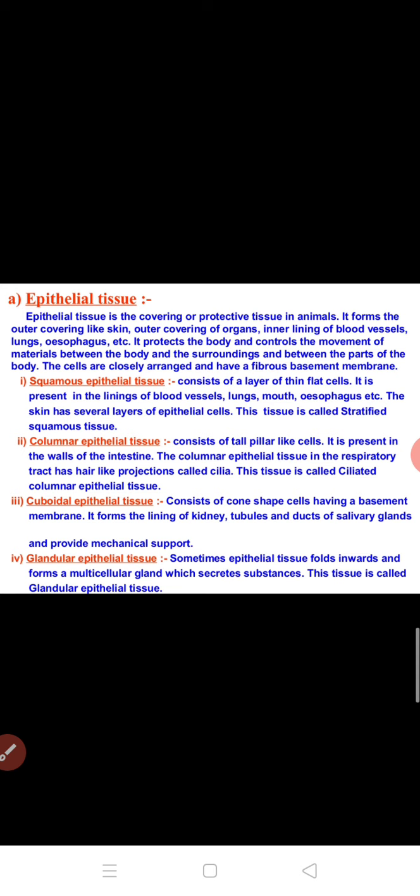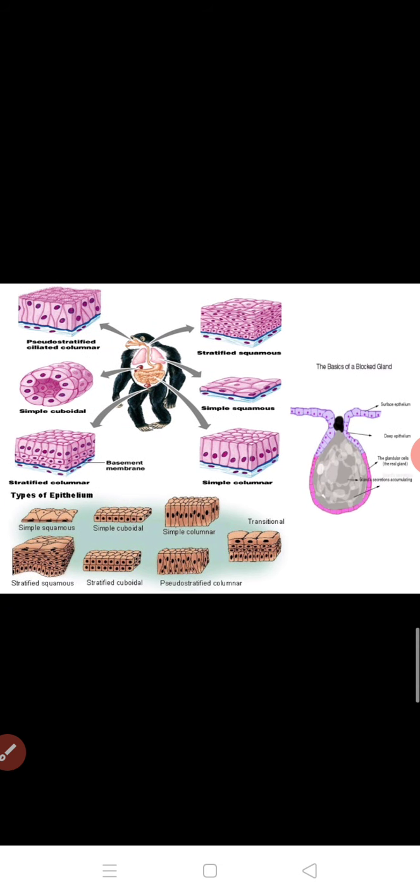When absorption and excretion occur, as in the inner lining of the intestine, tall epithelial cells are present. And this columnar, meaning pillar-like, epithelium facilitates movement across the epithelial barrier. In the respiratory tract, the columnar epithelial tissue also has cilia, which are hair-like projections on the outer surface of epithelial cells. These cilia can move, and their movement pushes the mucus forward to clear it. So this type of epithelium is the ciliated columnar epithelium.